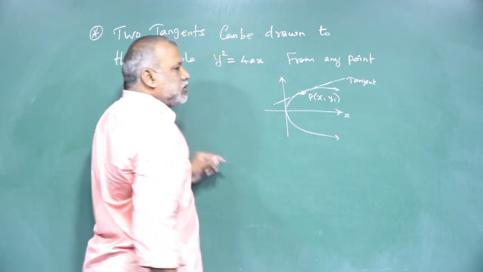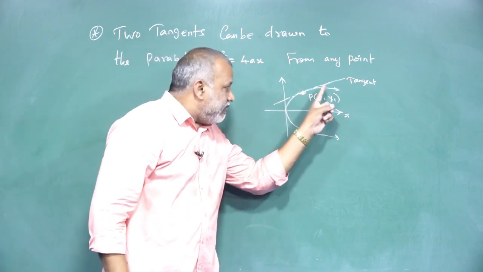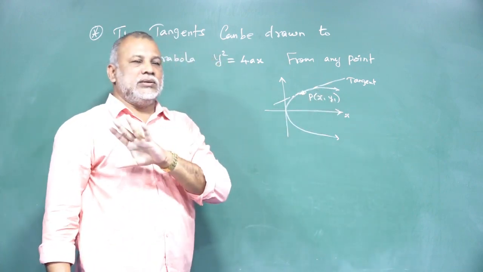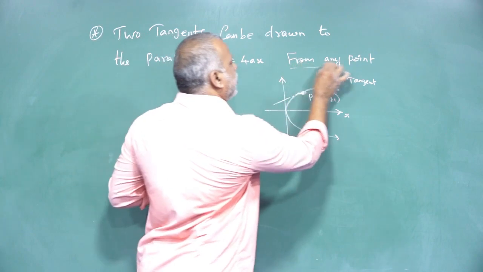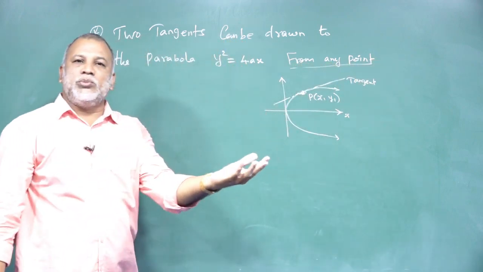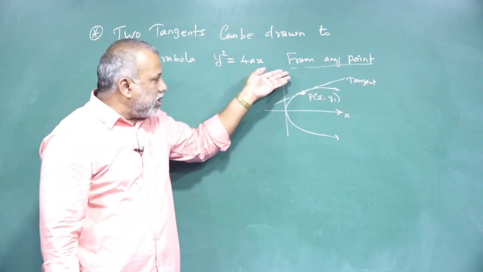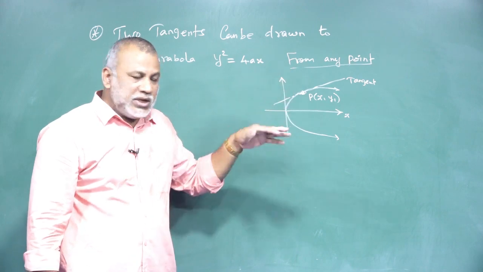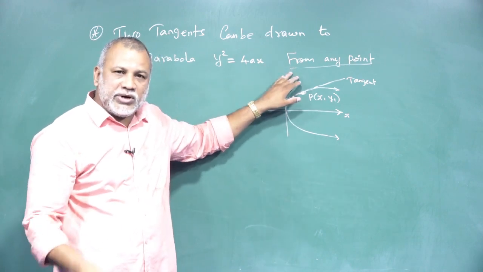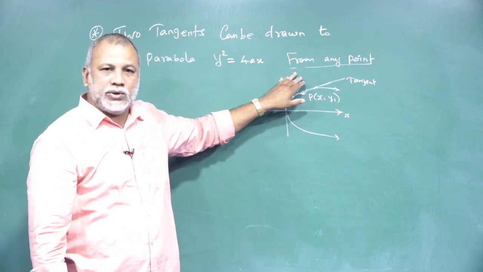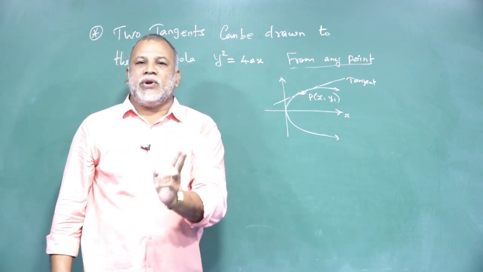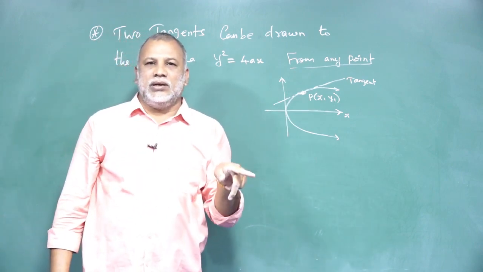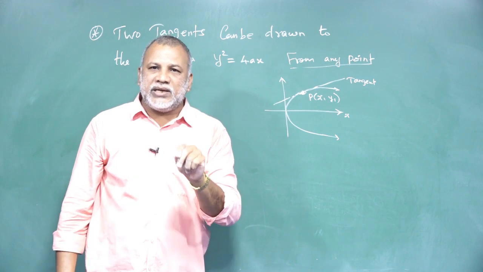At x1 comma y1 means we can draw only one tangent. From any point, that means the point should be outside. You already worked out the same theoretical concept in your 10th standard practical geometry. Two tangents can be drawn from any point outside to the circle. You already worked out in your practical geometry.